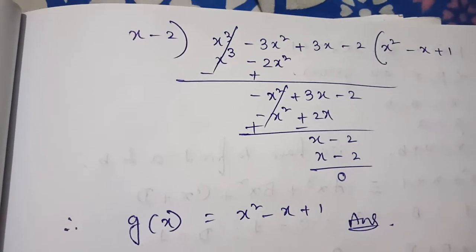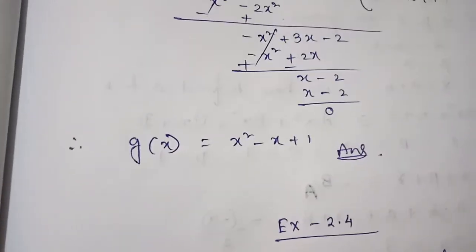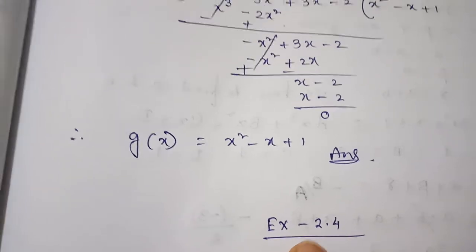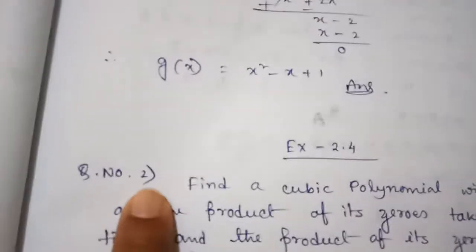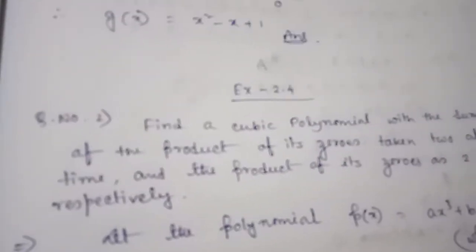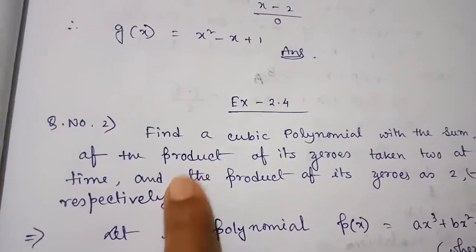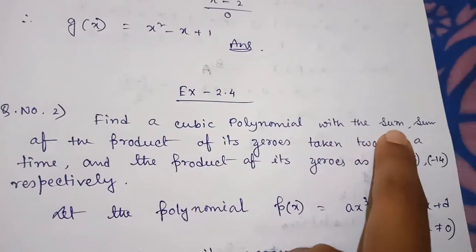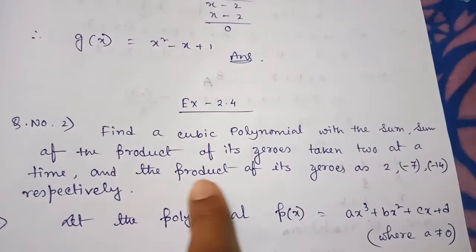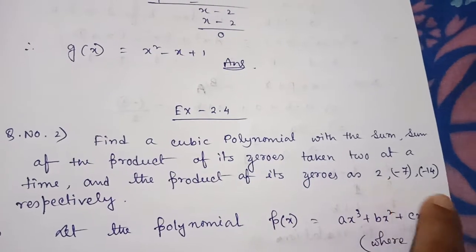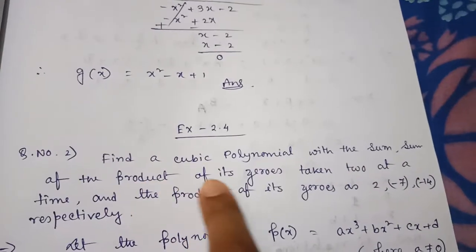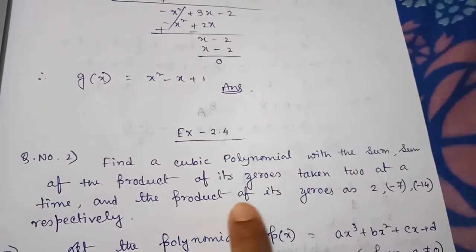Now on request, I know that exercise 2.4 is optional for your exam purpose, but as students requested me to do question number 2 and question number 3 of it, I have done it. Question number 2: find a cubic polynomial with the sum of the zeros, the sum of the product of its zeros taken 2 at a time, and the product of its zeros as these, respectively.